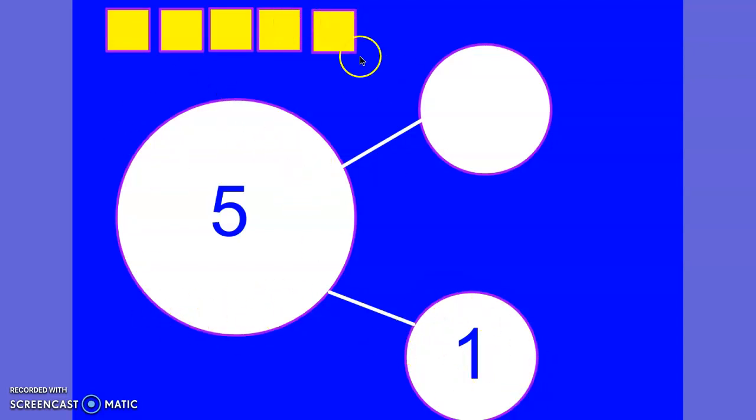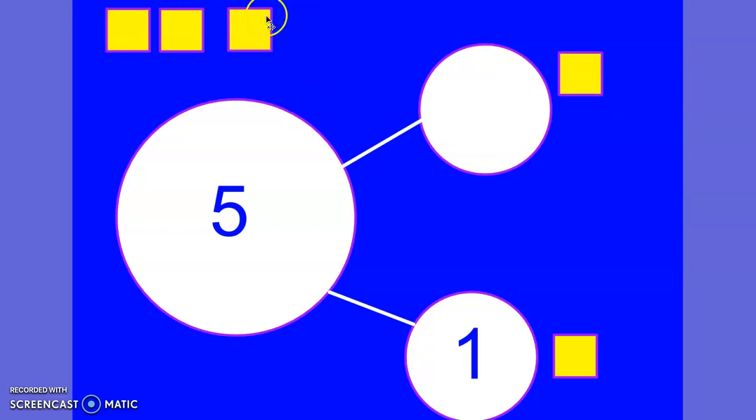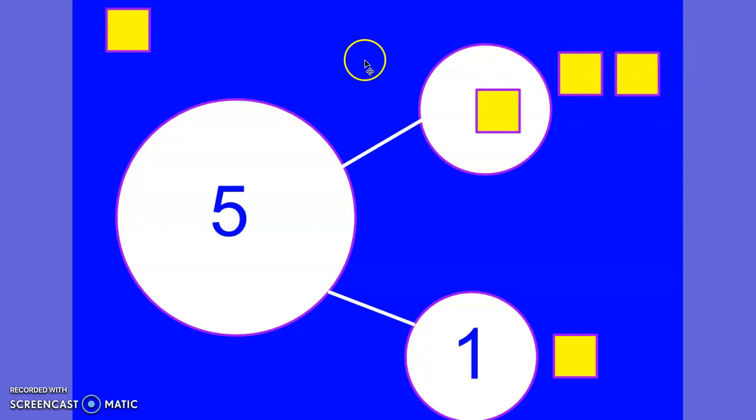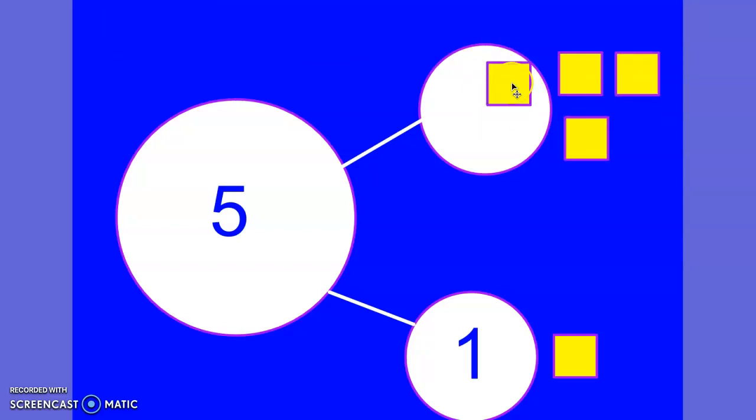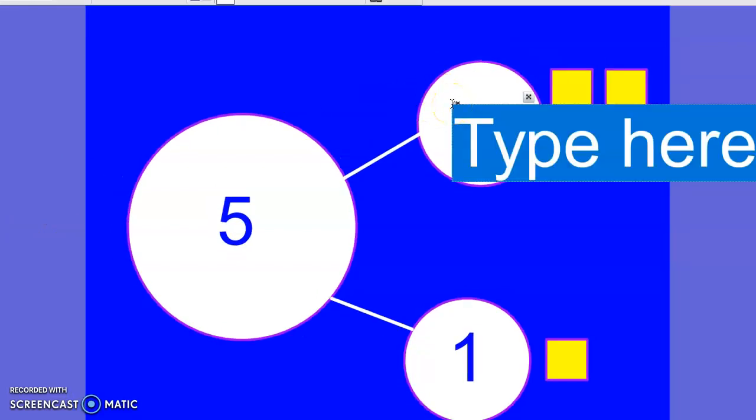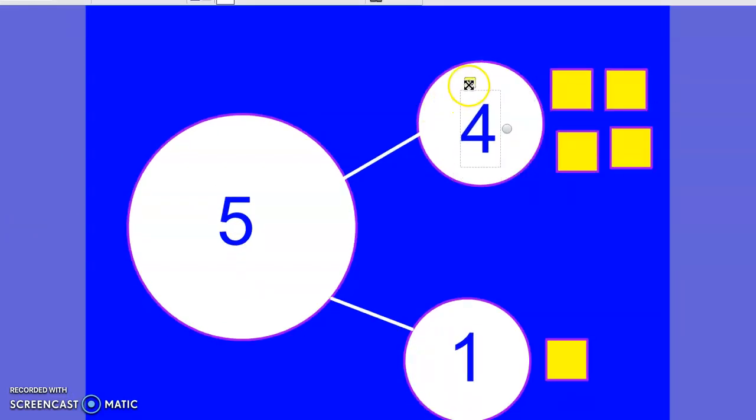And now I know one of my parts is 1, so I'm going to move 1 cube over here for 1. And then I have to see how many are left to put over here. So I have 1, 2, 3, 4. So I have 4 over here, so I need to write the number 4 in my number bond circle. And now I know that 4 and 1 make 5. Or we could say 4 plus 1 equals 5.